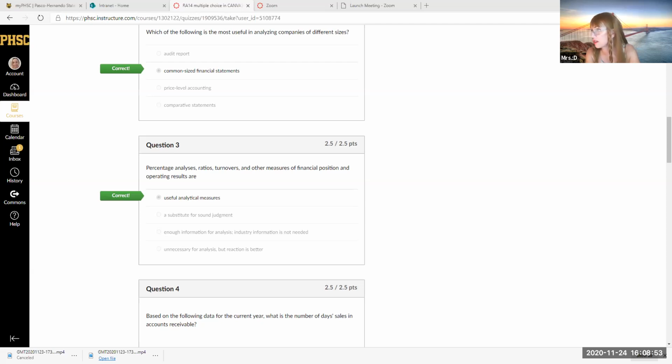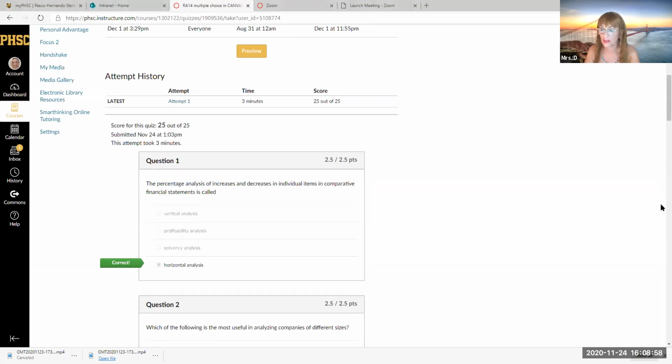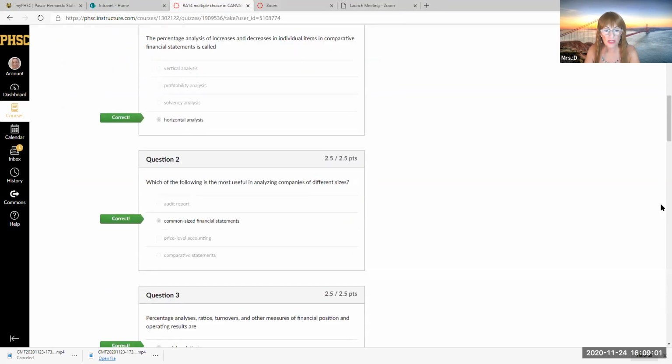Very nice. So here comes 3. Uh-oh, I showed the answer. Pretend you didn't see that. So here comes 3. Percentages analysis, which we just said was common size financial statements, ratios, turnovers, and other measures of financial position and operating results are A, a substitute for sound judgment, B, useful analytical measures, C, enough information for analysis, industry information is not needed, and D, unnecessary for analysis.